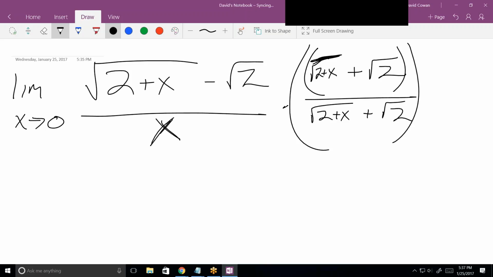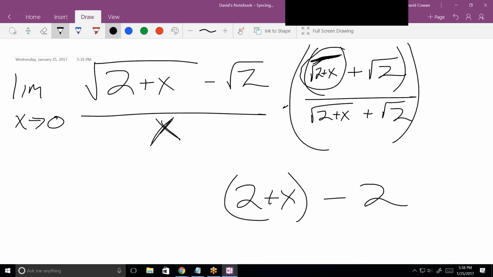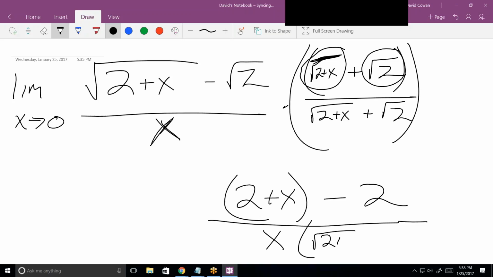So when I multiply the tops together, the first term is a squared, which is 2 plus x, right? And the last term is 2. In other words, it becomes this squared minus that squared. That's what you always get when you multiply by the conjugate. And bottom is x times, and never worry about multiplying this out. You don't have to. In other words, always leave that in factored form like that.